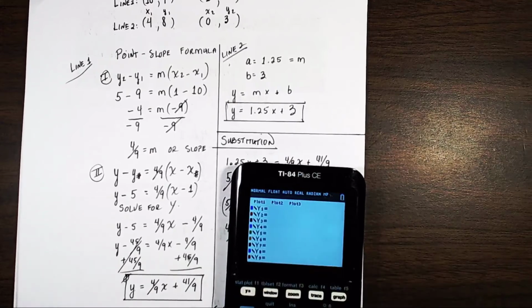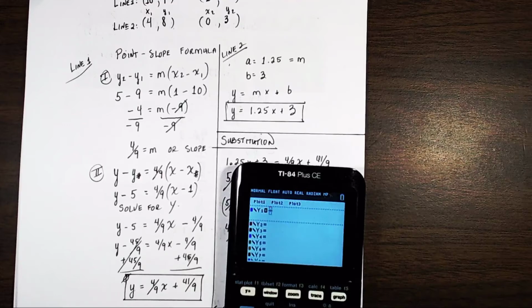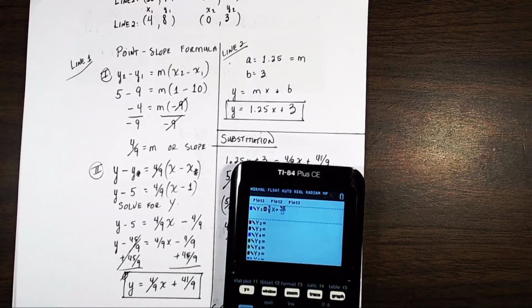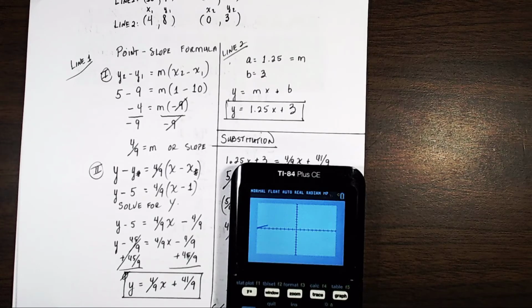So put in 4/9 x. If you hit math and go over to frac, you can enter the fraction 4/9 and then put x plus, and then another fraction, 41 over 9. Now that's one of your equations. And then your second one is just 1.25x plus 3. Now graph those two and see if they intersect at 1.93, 5.41.